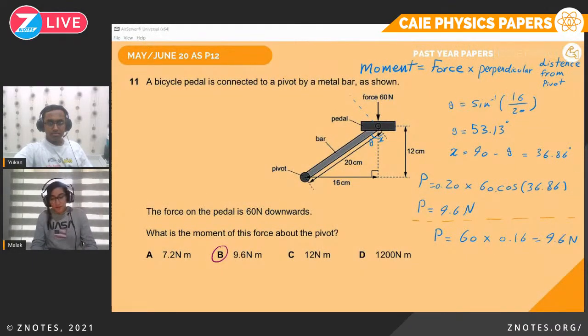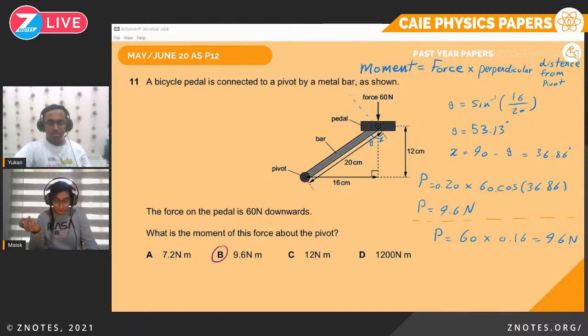Question 11. A bicycle pedal is connected to a pivot by a metal bar as shown. The force on the pedal is 60 newtons downwards. What is the moment of this force about the pivot? All right, so first off, moment is equal to force times perpendicular distance. Distance needs to be perpendicular from the pivot, right?